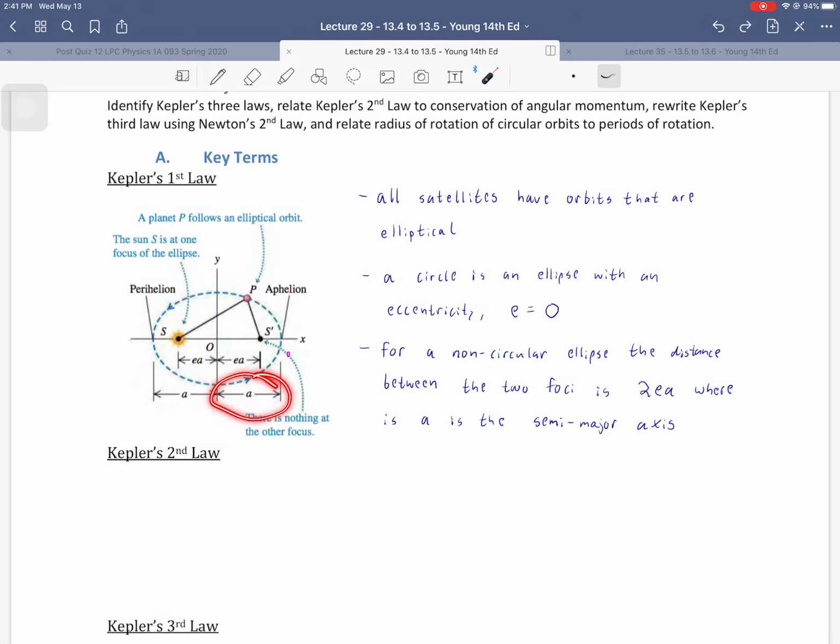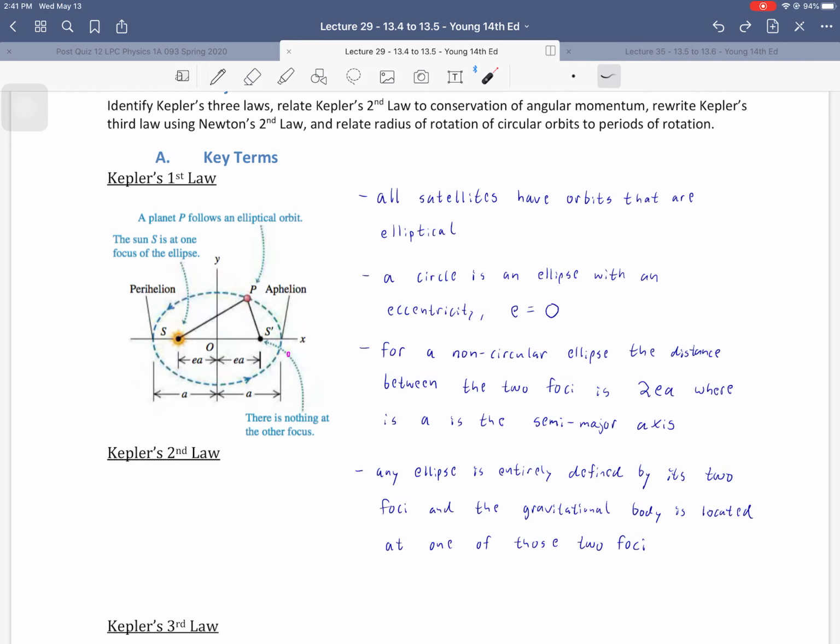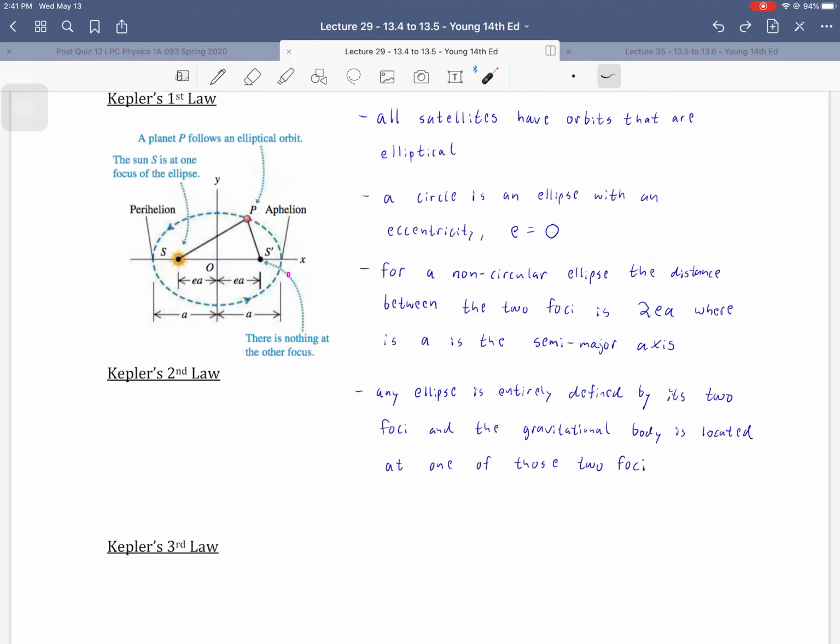And that terminology means that the semi-major axis plays a role very similar to the radius of a circle. The semi-minor axis, or the minor axis for that matter, don't really come up in any of Kepler's laws or for anything that we'll talk about in ellipses in this class. Okay, so that's the synopsis of the key characteristics of an ellipse. Any ellipse is entirely defined by its two foci and the gravitational body is located at one of those two foci.